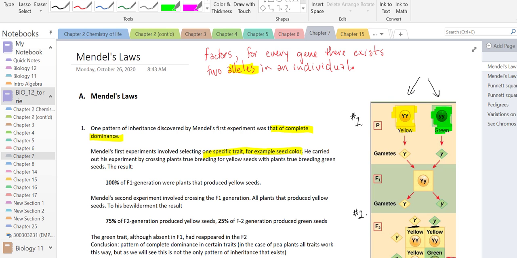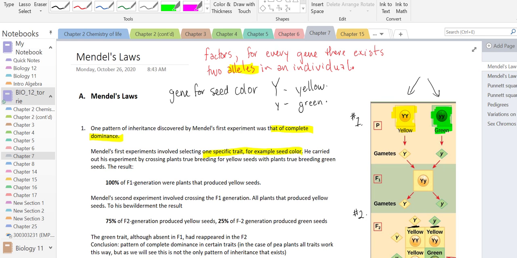So what we know is the gene for seed color is represented by the letter Y. Capital Y for yellow and lowercase y for green. All right. And Mendel maybe didn't use these letters. Mendel didn't know about alleles. He didn't know about genes.